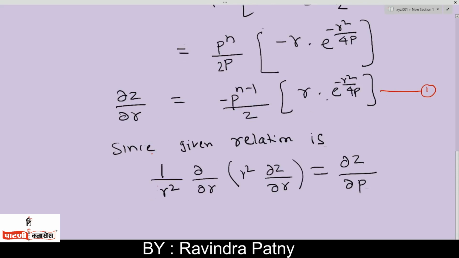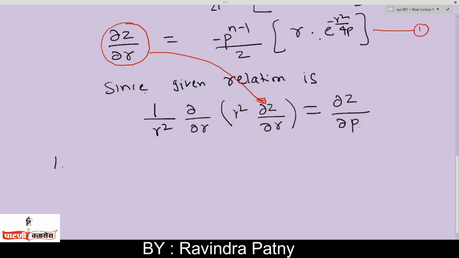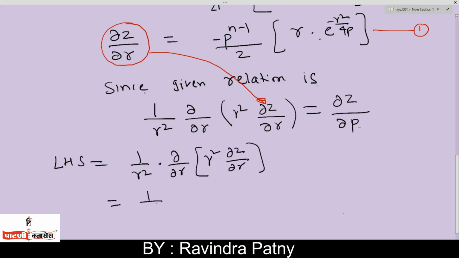Now the given relation is 1 upon r square ∂/∂r of (r square ∂z/∂r) equals ∂z/∂p. We need to find the value of n. So in the previous calculation I have ∂z/∂r, and I am going to put the value of ∂z/∂r here. Now I am going to take LHS. LHS equals 1 upon r square ∂/∂r of (r square ∂z/∂r), which equals; first I will operate on LHS, then RHS, then compare them.